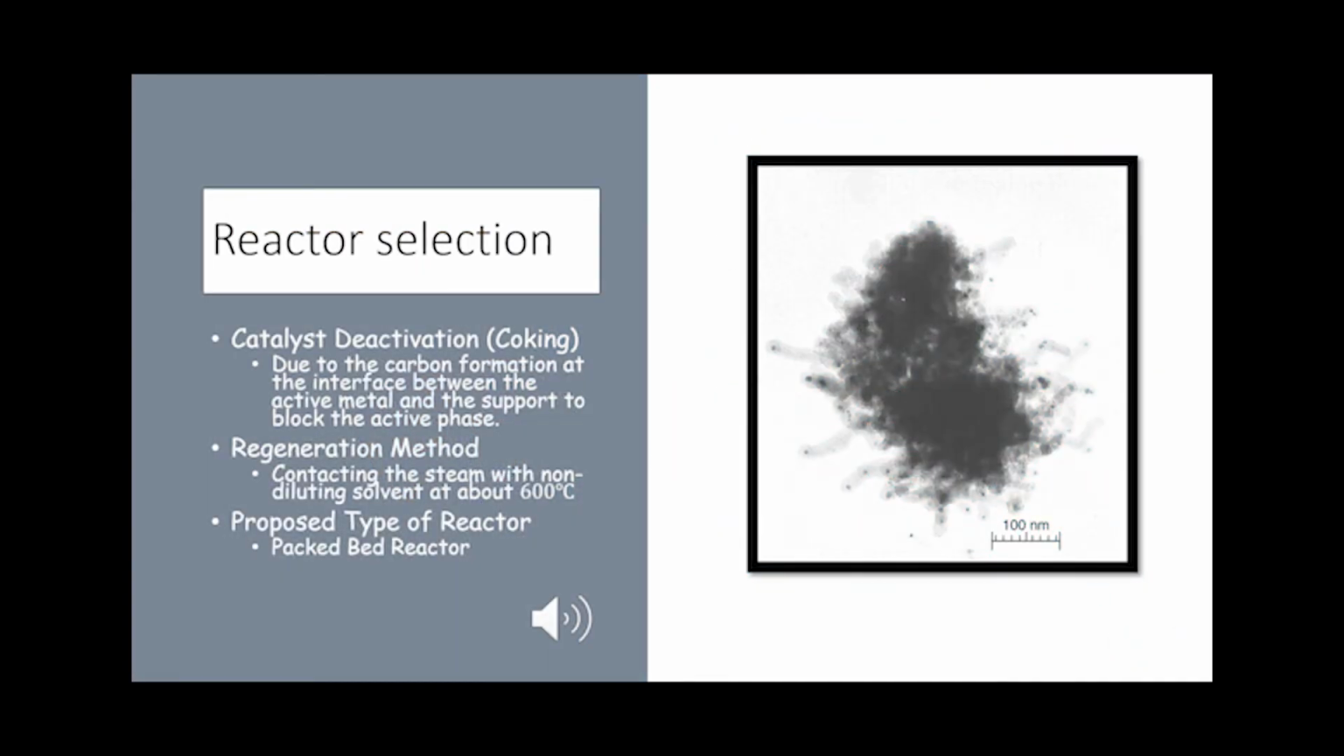First thing first, on our topic of hydrodesulfurization, the catalyst deactivation involved could be coking, since the carbon that forms at the interface of the active metal also blocks the active sites of the catalyst itself. So in order to regenerate the catalyst, we have proposed contacting steam with the non-diluting solvent at a temperature of 600 degrees Celsius. So we have proposed that our reactor should be the packed bed reactor.